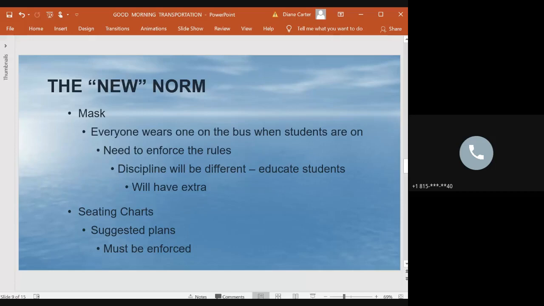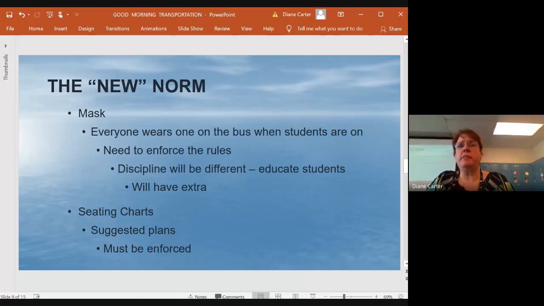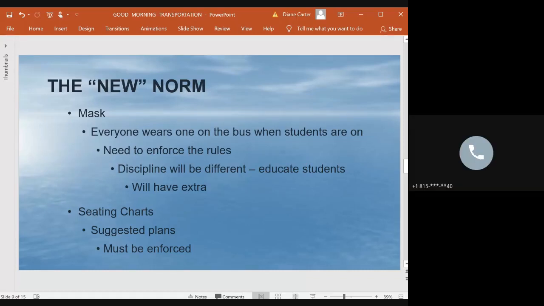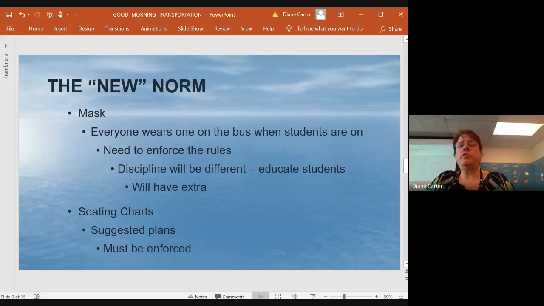If there is an associate on the bus and the driver has kids on, do they still have to keep a mask on? You mean their own kids or students? Yes, their own kids. That is between you and the driver. If the driver wishes for you to have your mask on, or you are asking for them to keep their mask on, because it's a two-way street, then the mask stays on.